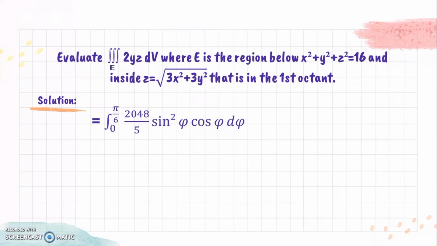So we are left with the integral of 2048 over 5 sine squared phi cosine phi d phi evaluated from 0 to pi over 6. From here, we will undergo an integration by substitution. And here is the process.